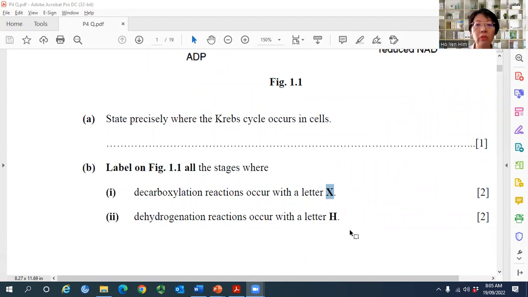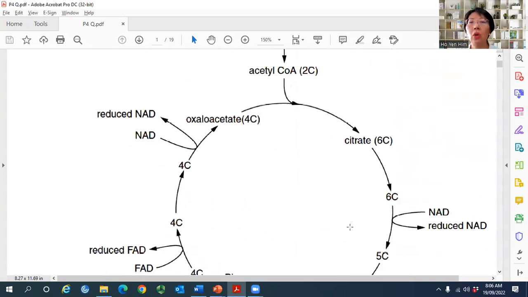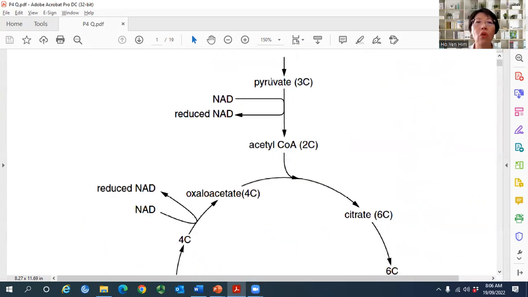For dehydrogenation reaction is wherever hydrogen acceptor accepts the hydrogen. So quite a lot of students forgot about this one here. So see, wherever NAD becomes reduced NAD, this is where dehydrogenation reaction occurs. I mean, hydrogen is removed from pyruvate and placed into the NAD. That's why it's reduced. So 2 hydrogen atoms are being removed. So you need to put XY here, right? Okay. So altogether there are 4.